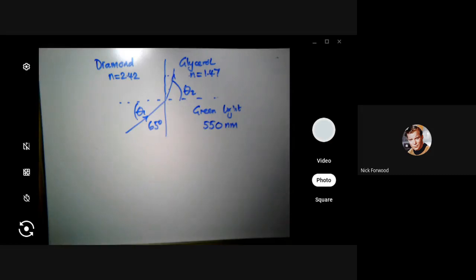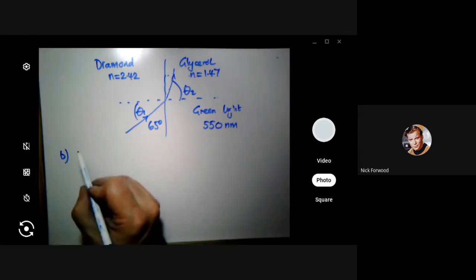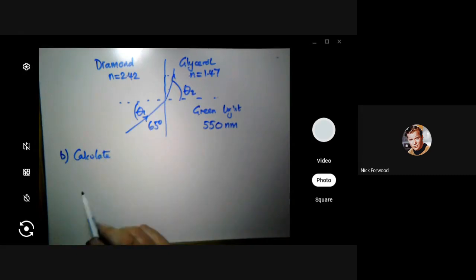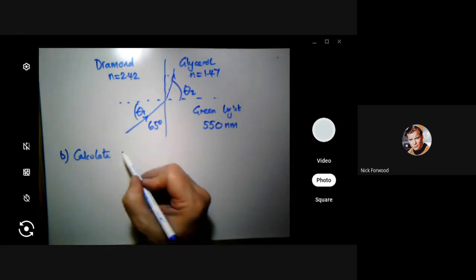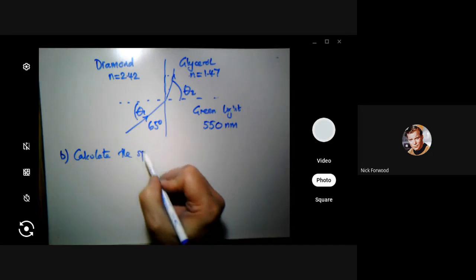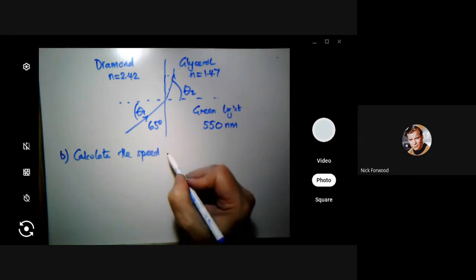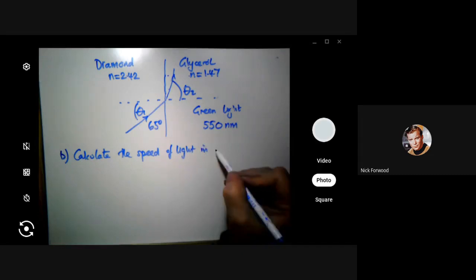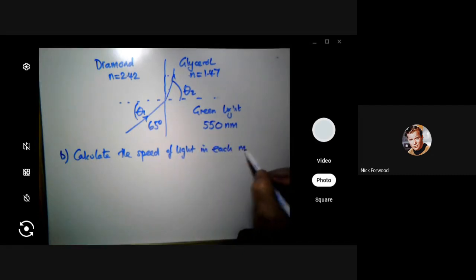Part B. Find the speed of light. Just trying to cover all these options here, which will make the video a bit longer. Calculate the speed of light in each material.